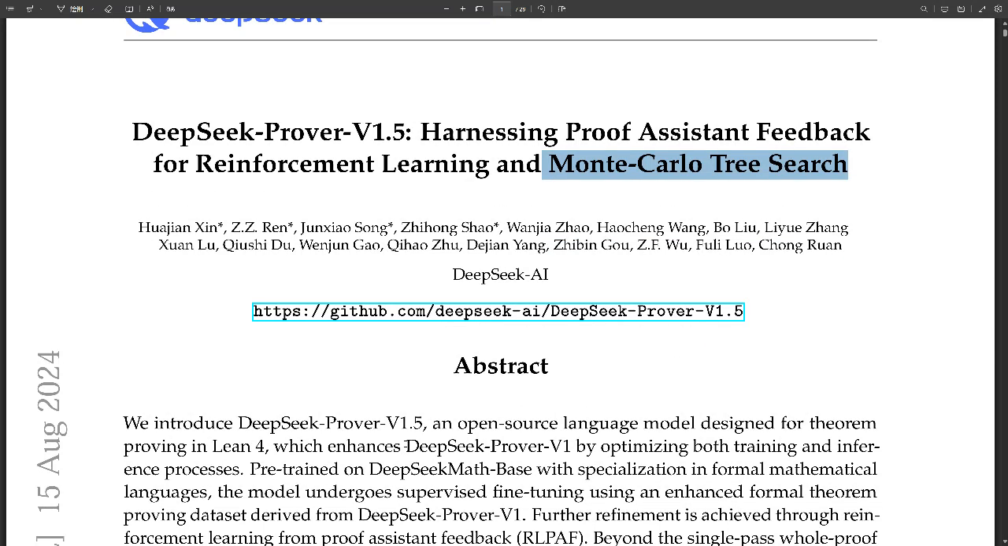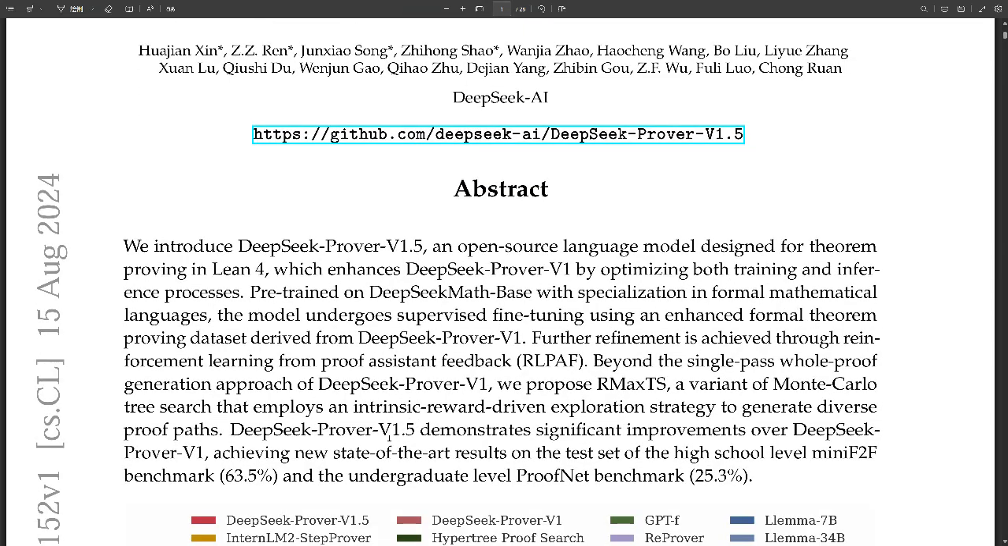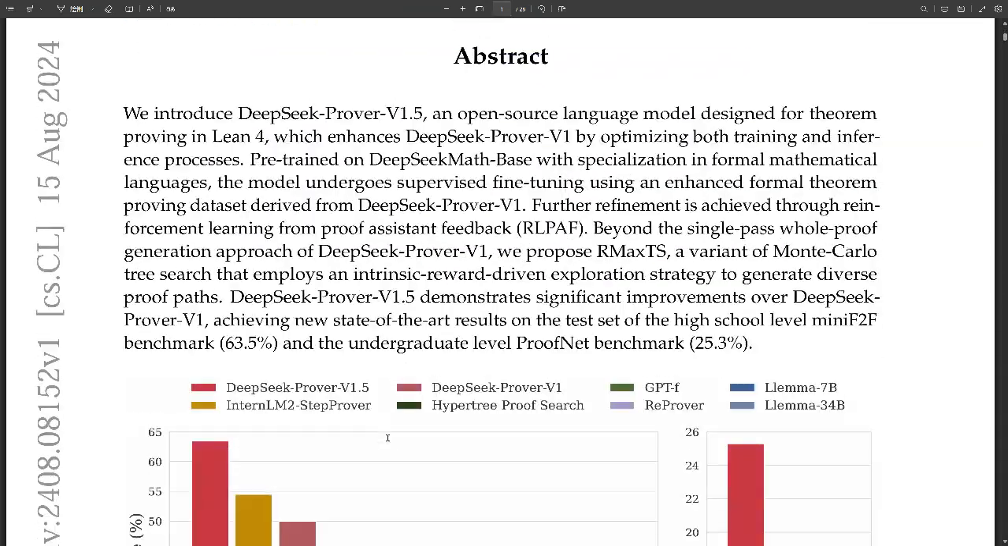The tree search elevated pass rates a bunch. It made theorem proving way more effective. Did that explanation help clarify things for you? Or is there something else about 1.5 you want to know? We can dig into any topic you want. Or should we wrap things up for today?